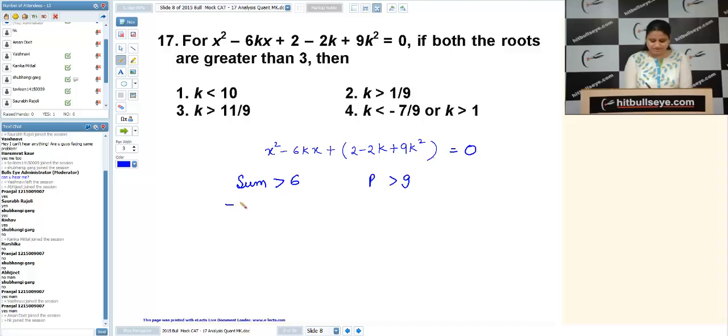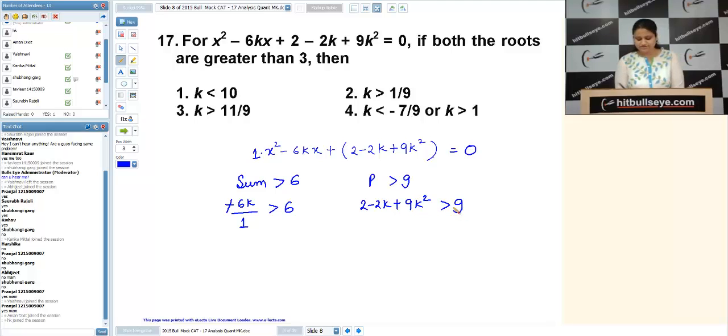Now what is sum here? It will be minus 6k divided by 1, because 1 is the coefficient of x square. It should be greater than 6, and p, which is 2 minus 2k plus 9k square, greater than 9. Now you can solve these two equations, you will get the answer.